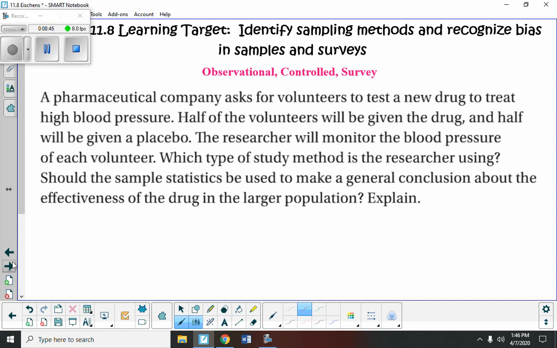All right, let's look at the next question. A pharmaceutical company asked for volunteers to test a new drug to treat high blood pressure. Half the volunteers will be given the drug and half will be given a placebo, which means there's no medication in it. The researcher will monitor the blood pressure of each volunteer. Which type of study method is the researcher using? Should the sample statistics be used to make a general conclusion about the effectiveness of the drug in the larger population? And so they are going to be using a controlled experiment.